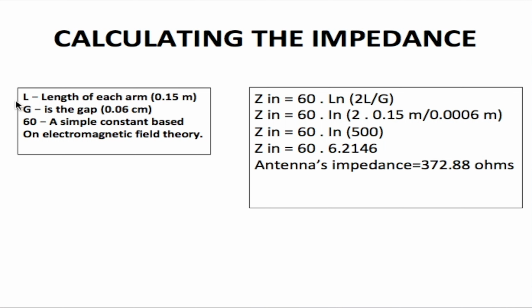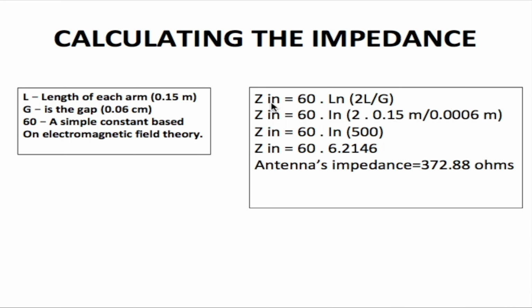This is information that we have just calculated. And 60 is a simple constant based on electromagnetic field theory. So this is something that you would always use. You don't have to calculate this. This is a given.